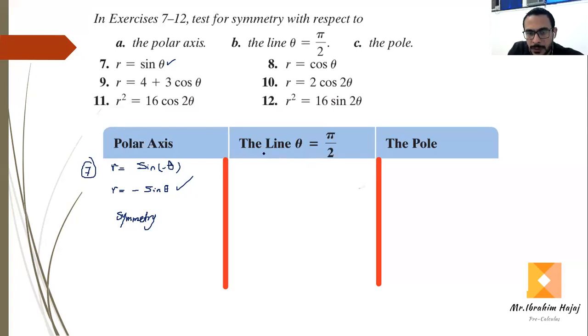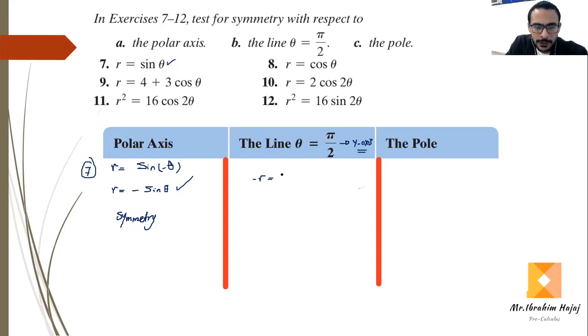Test the symmetry with respect to the line theta equals pi over 2. For pi over 2, we replace every r by negative r and also replace the theta by negative theta. The line theta equals pi over 2 means the y-axis, a symmetry with respect to the y-axis. In the polar system it is called theta equals pi over 2, the same as the y-axis.